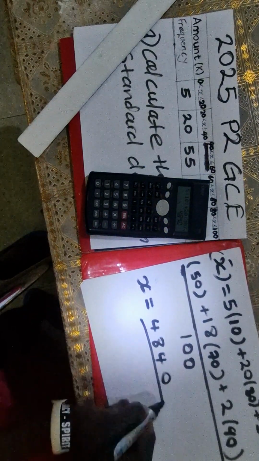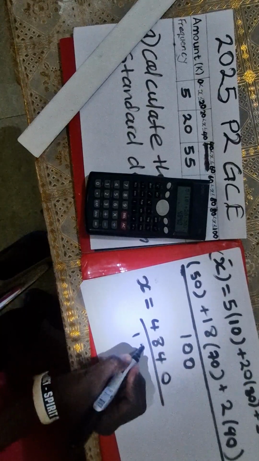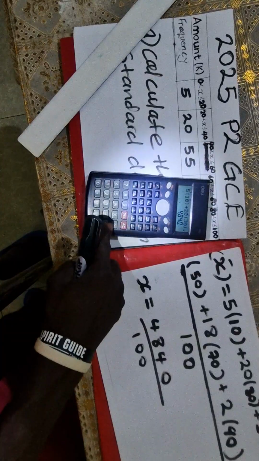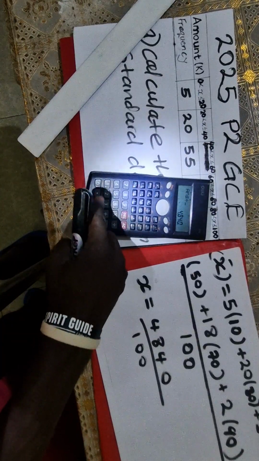4,840 divided by this 100. So here you just go direct on your calculator and punch it in.